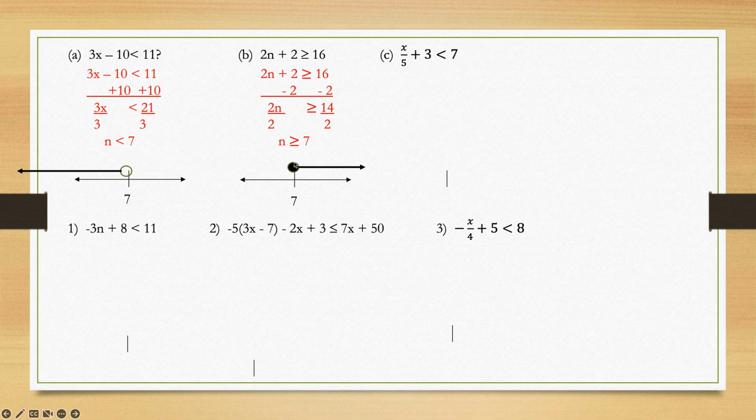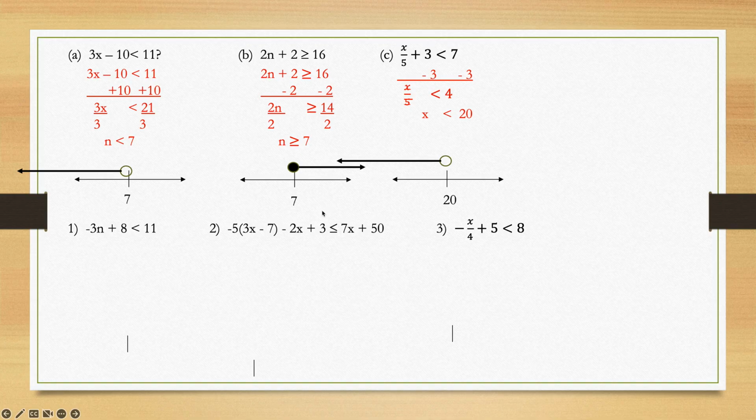Okay, the letter C. Go ahead. Okay, so I subtract 3 from both sides. I get x over 5 is less than 4. Multiplying by 5, x is less than 20. And there's my graph. Again, notice my variable's on the left. The direction of the inequality is the same direction as the arrow that we draw, or the line we draw. See it also on letter B. Letter's on the left, arrow points to the right, I draw the line to the right.